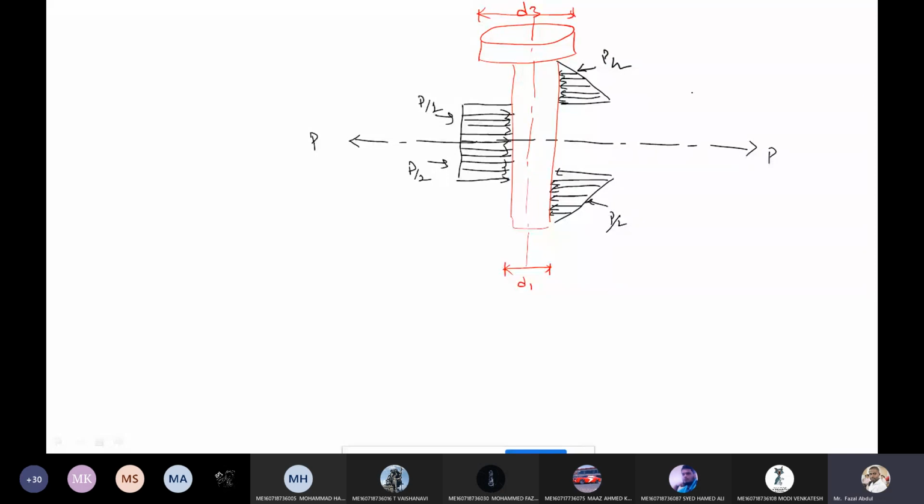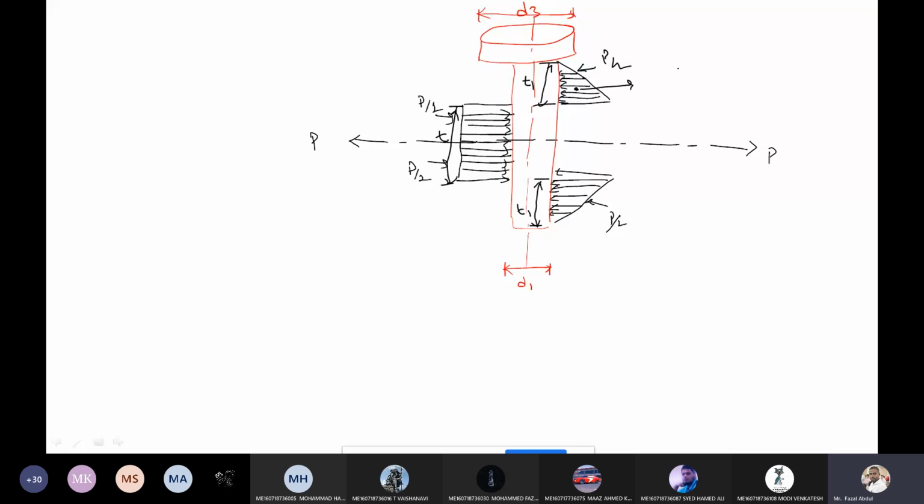Now what is this length? This length is known as the thickness of the fork end, T1. This one is the thickness of the fork end T1. Now what is this distance? This distance is the thickness of the rod end, T. Now what is the point load? The uniformly varying load we are converting here into a point load.